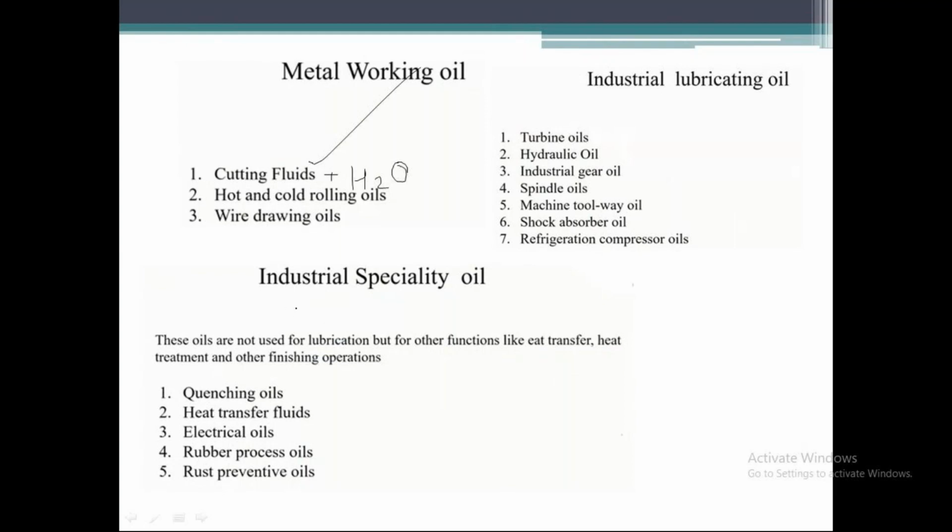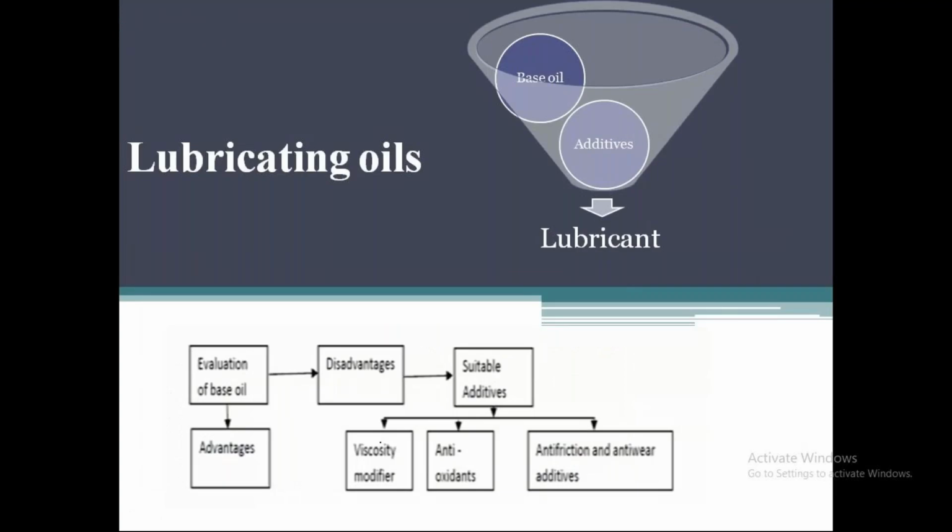Industrial specialty oils are not used for lubrication but for other functions like heat transfer, heat treatment and other finishing operations like quenching, carrying away the heat generated. Also heat transfer fluids and electrical coils. As I mentioned for a transformer, these are applied to reduce the heat or carry away the heat. The function is not to lubricate but to carry away the heat due to heat flux. And there are rubber process oils, rust preventive oils, etc. Now you have seen the major classifications.